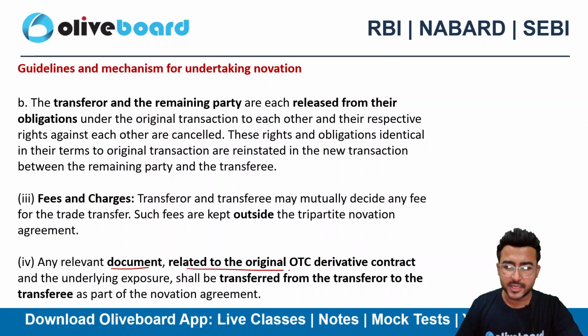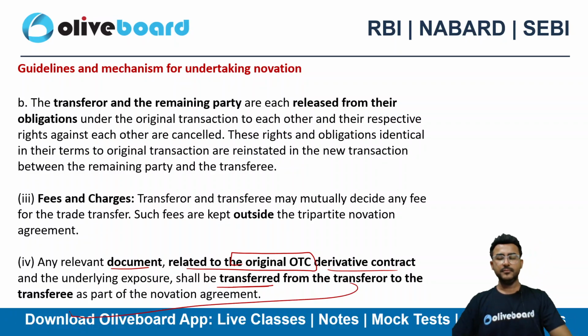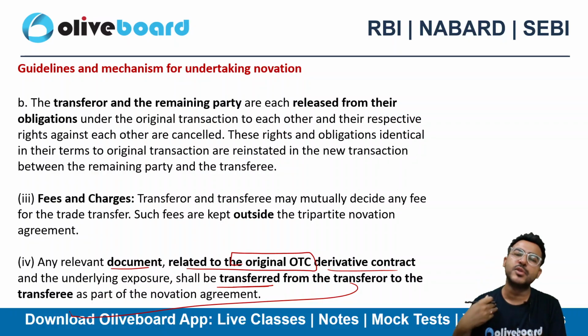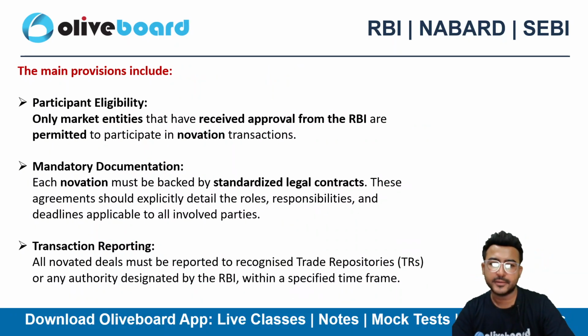Relevant documents related to the original OTC derivative contract and everything will be transferred from the transferor to the transferee. Mr. T will transfer all his documents to me for obvious reasons, because I am now the new concerned party, right?